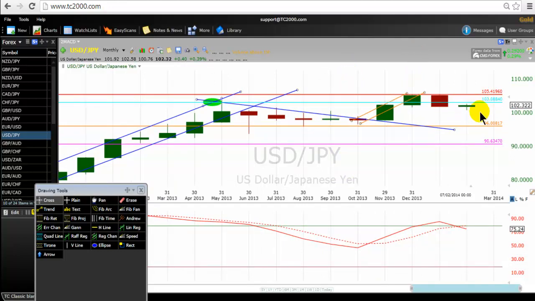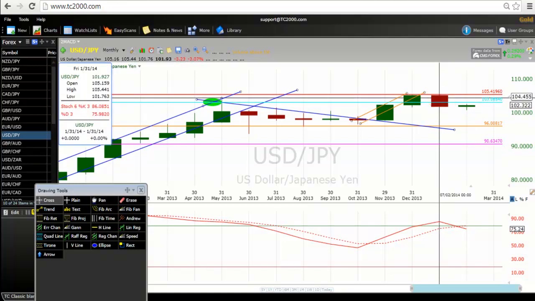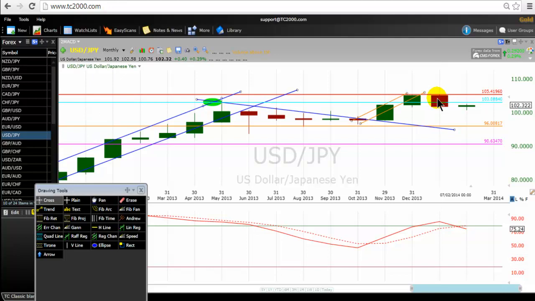All right. Short-term equilibrium price level 103.08, 103.08. The high of the month of January 105.44. The low of the month of January 101.76. The median line roughly using a Fibonacci tool is roughly at 103.56. So this information we get from the monthly chart.